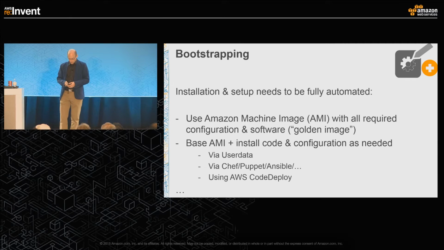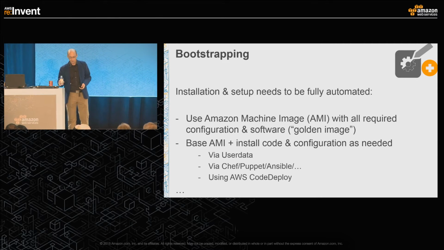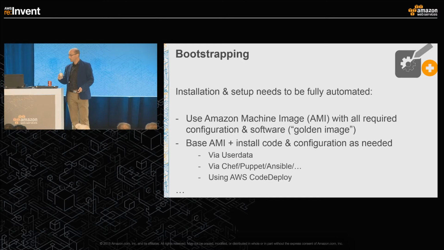And of course, another solution is to use AWS CodeDeploy, which does pretty much what it says, right? It just deploys code, which it takes from S3, for example, or from other locations, and rolls it out. And it can do that just as well together with autoscaling.